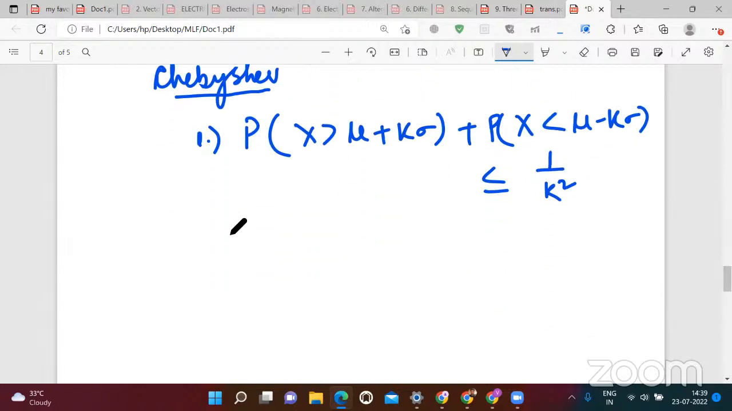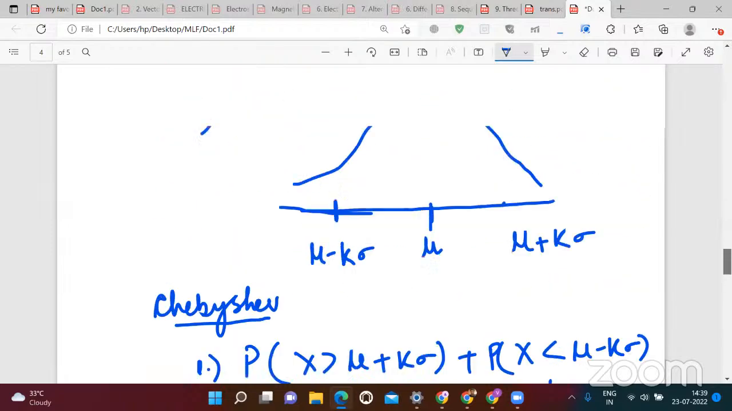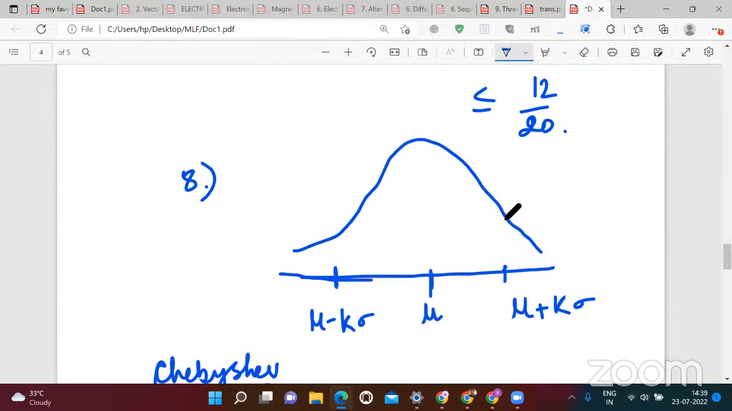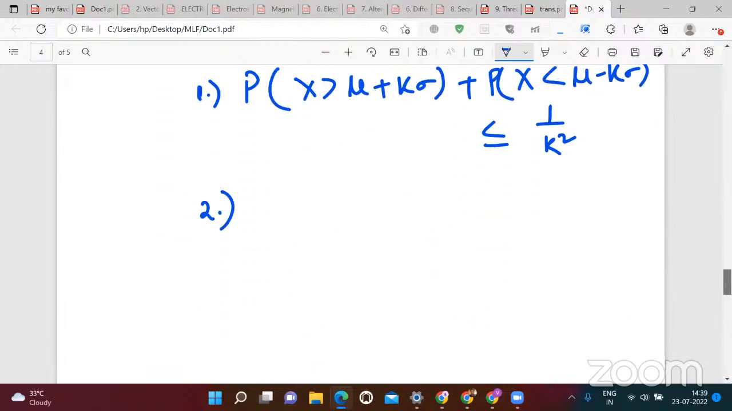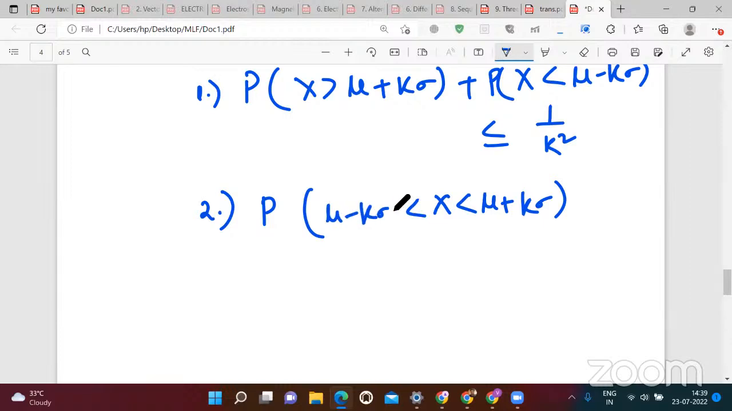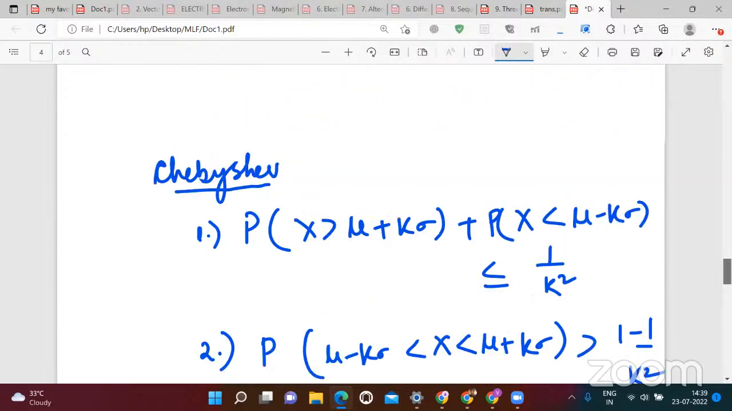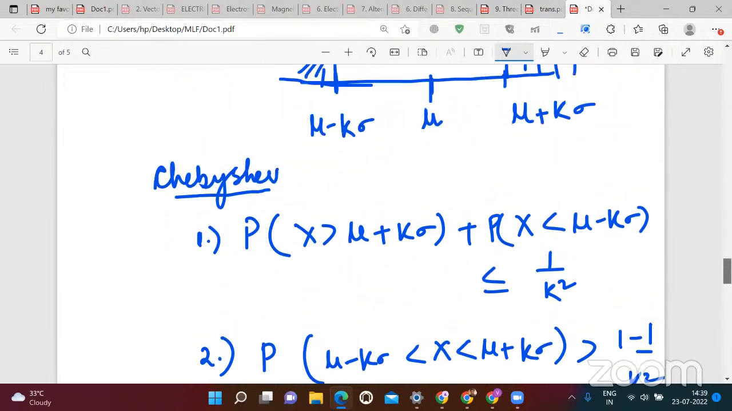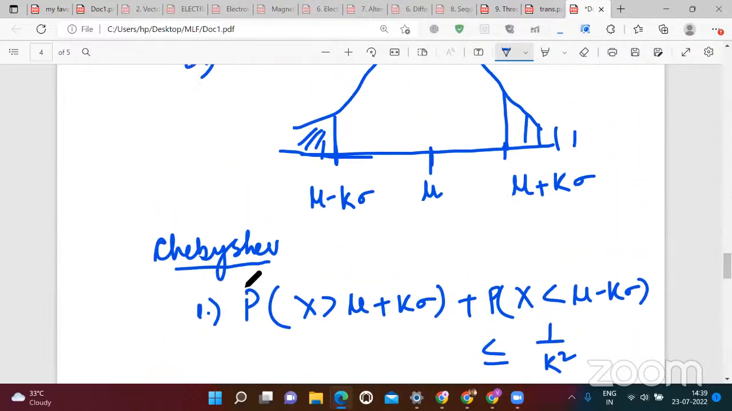The second equation is: if we are talking about this area and this area, it should be less than or equal to 1 upon k square. So what is left here is the probability that X is between mu minus k sigma and mu plus k sigma. That would be greater than or equal to 1 minus 1 upon k square. So these are both equations that you should be aware of. Here in this problem, we need to use the first equation.